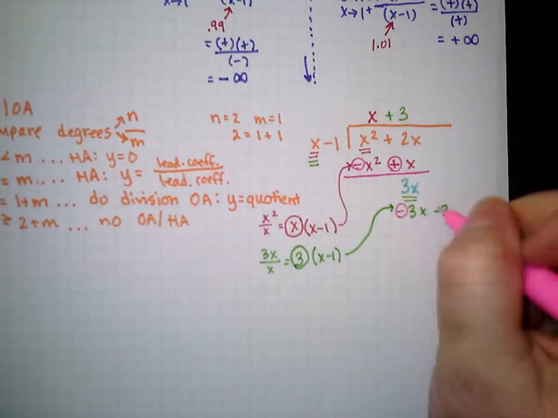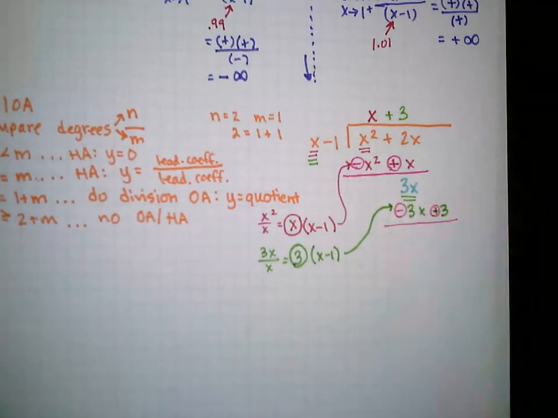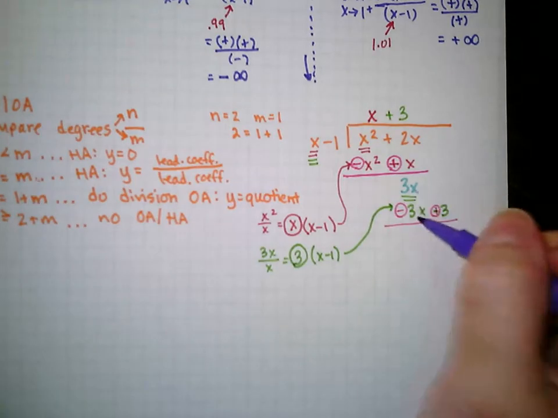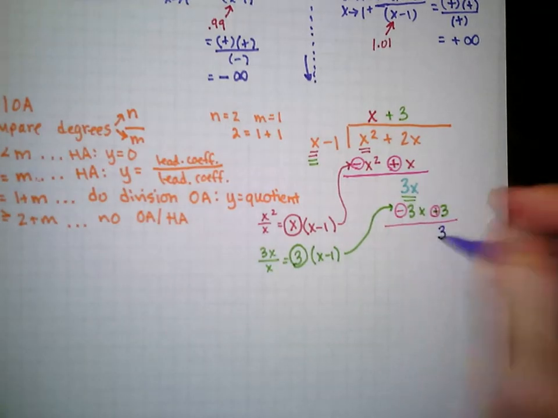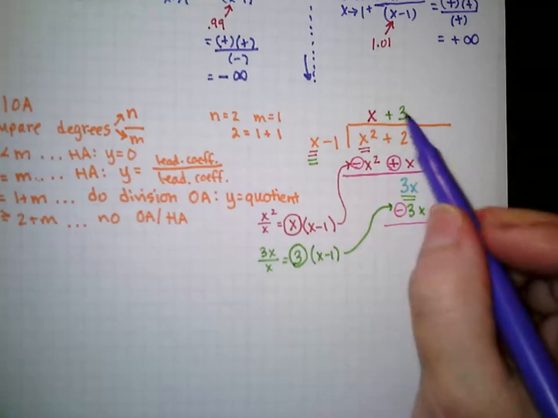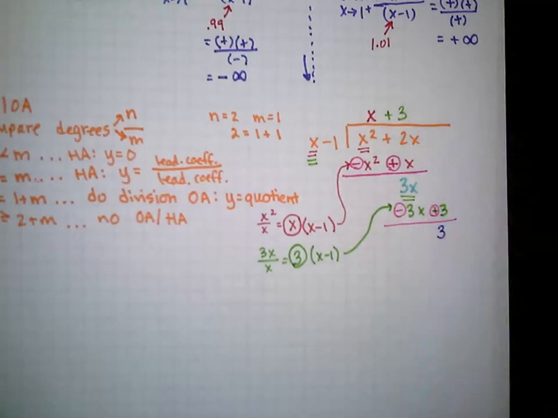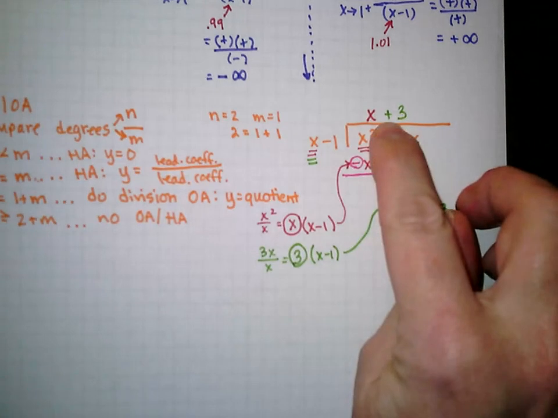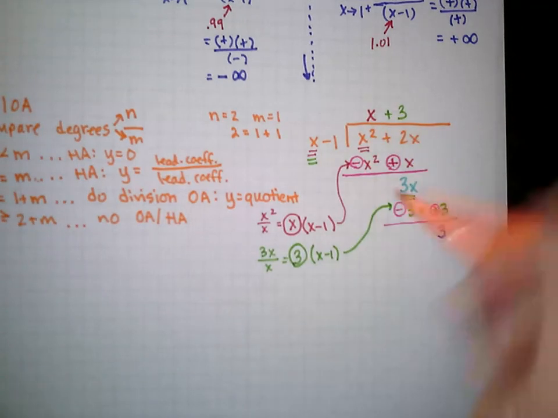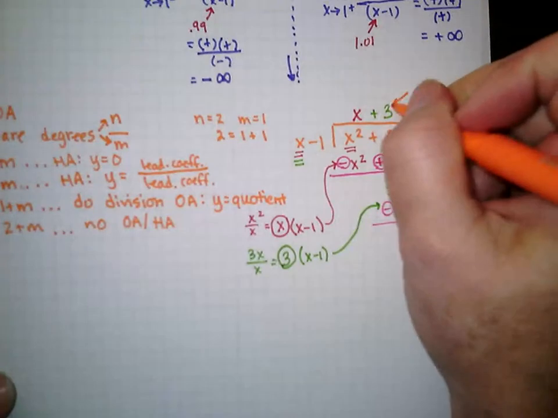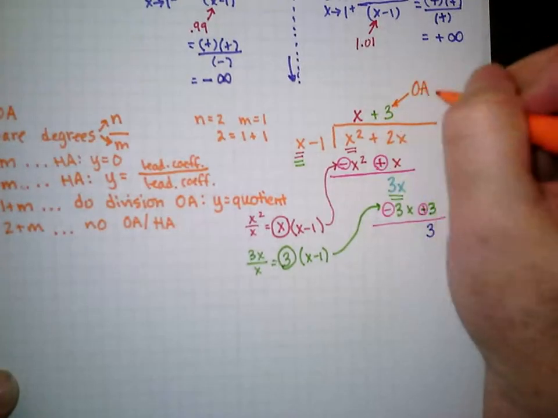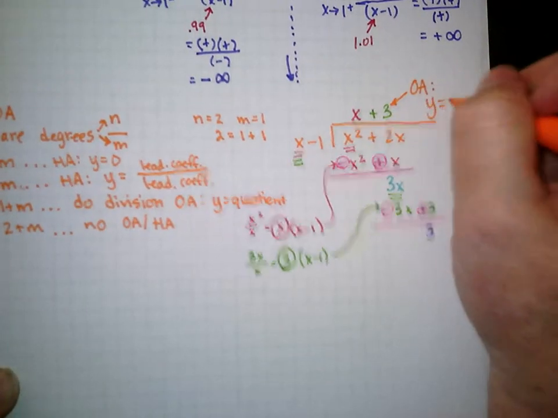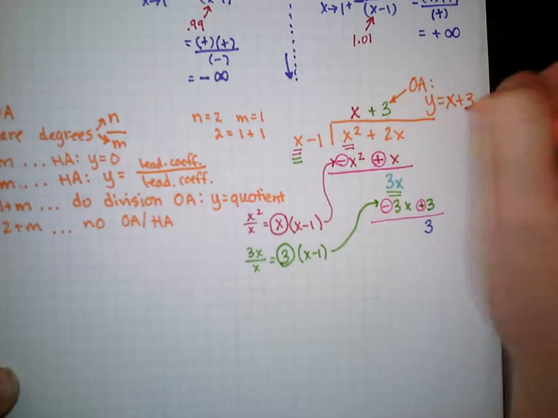I change both of these signs. The 3x and the negative 3x cancel, and I end up with 3. Now, once I get this constant term here, I'm done doing division, and this is going to be the equation for my horizontal or oblique, well, it's oblique asymptote. So the quotient gives me my oblique asymptote. It is at y equals x plus 3.